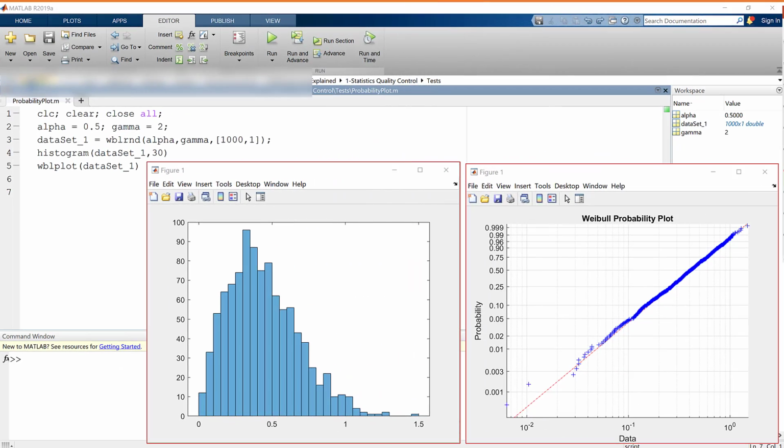First, let's start with Matlab. We show two examples of probability plot for normal and Weibull distributions. Here we generate sample data with size of 1000 from a Weibull distribution with the scale parameter 0.5 and shape parameter 2. And then we will use histogram to recognize the distribution and then plot probability plot. It's clear the data follow the straight line, so we can use Weibull distribution function to model these data.